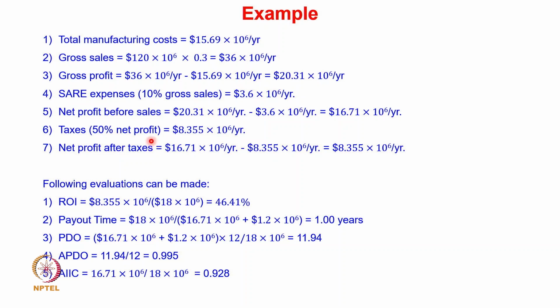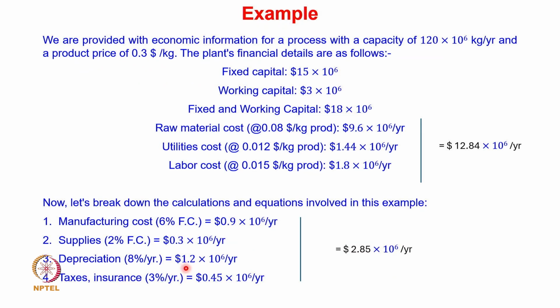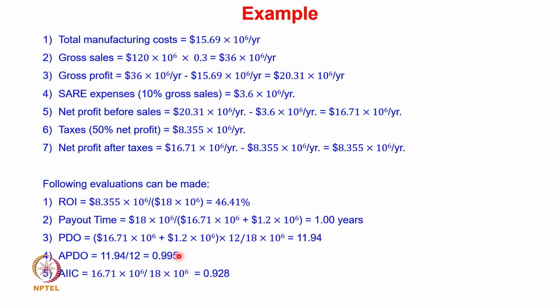16.71 is the net profit before the sales per year, isn't it? And remember in this case the depreciation is also there. The depreciation is 1.2 into 10 raised to power 6. So you can see that on the depreciation amount we can claim the tax rebate, so we can add this to the numerator here.